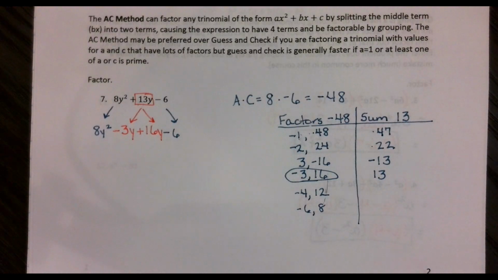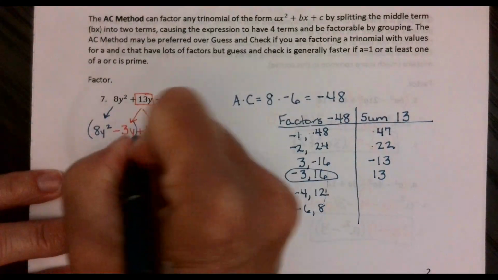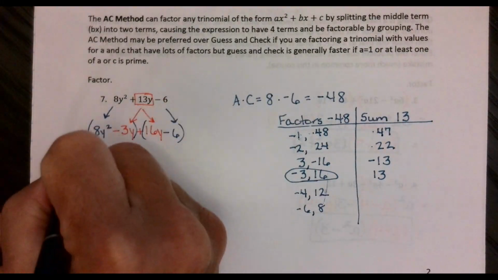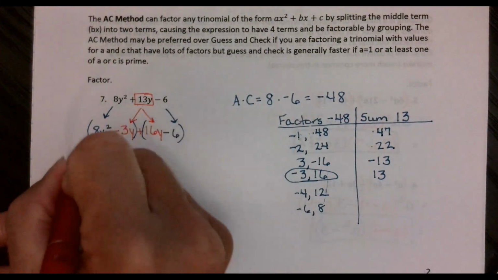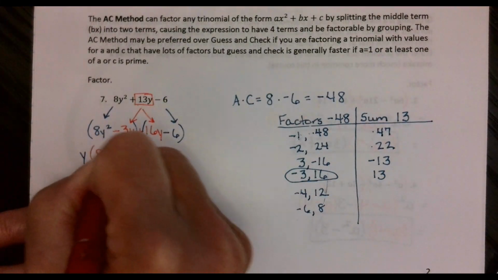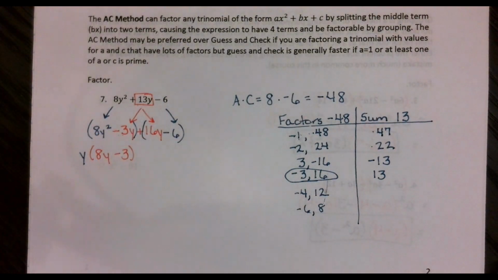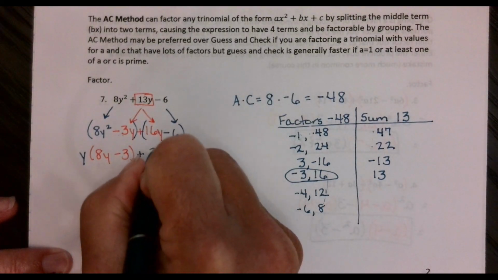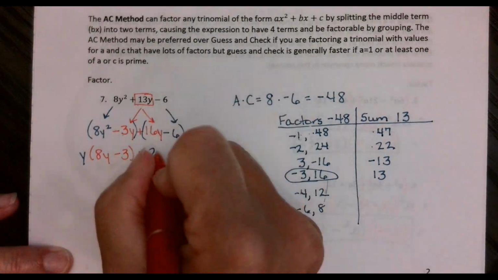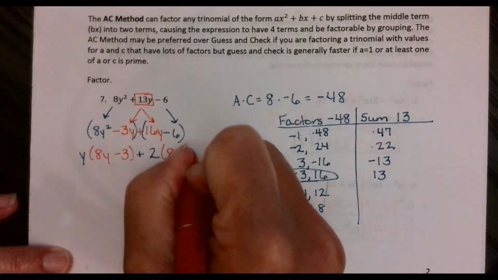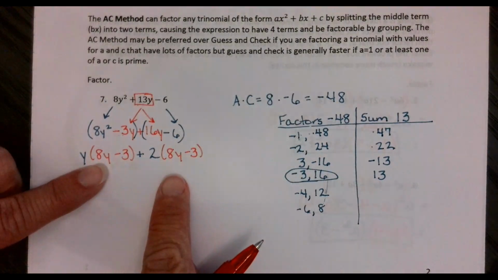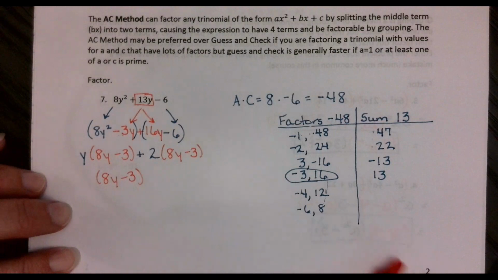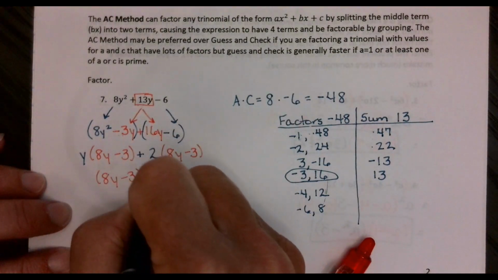So what we're going to do is factor by grouping. Our largest GCF here is y. We are left with 8y minus 3. Our largest number right here that we can factor out is 2. And I'm left with 8y minus 3. Notice both terms have an 8y minus 3. So I pull that out. And what I'm left with is y plus 2.